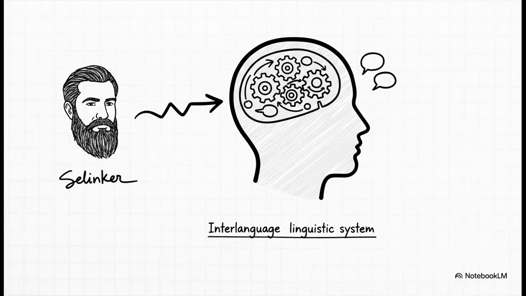Okay, pen and paper ready? Here's key name number 1 for your exam. Selinker. You see Selinker, you think inner language. What's that? It's basically the idea that a learner has their own unique, evolving language system that's somewhere between their native language and the target language. And Selinker argued that these communication strategies, they're a totally normal, even necessary part of that system.